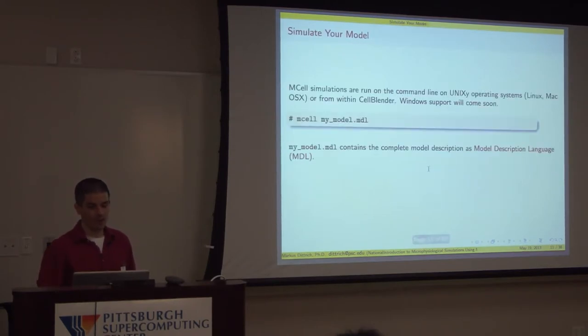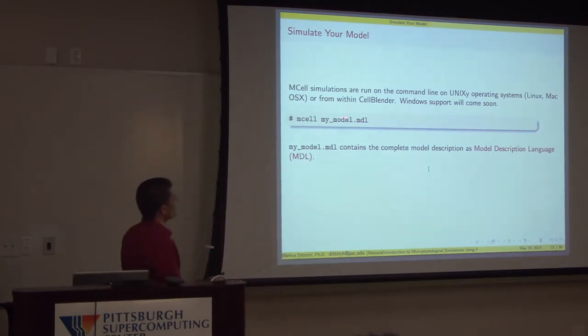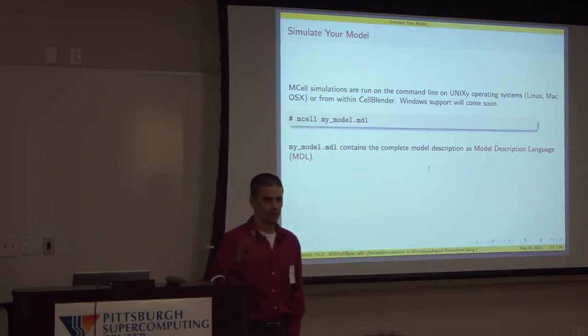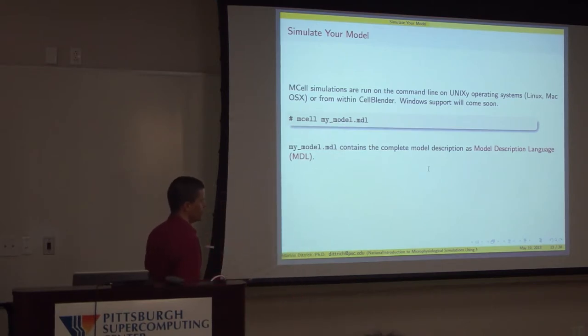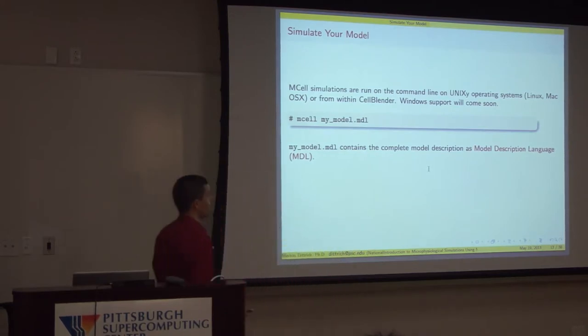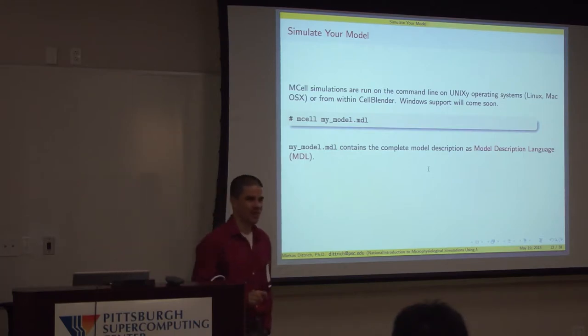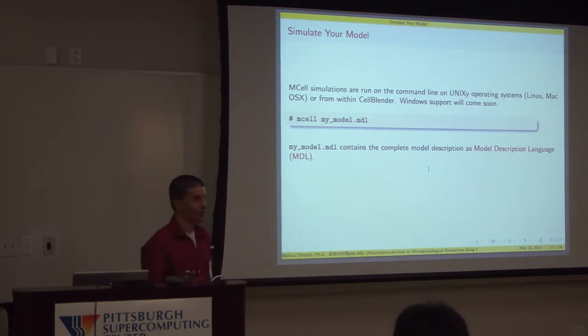Then you simulate the model. The language that we use to describe MCell models is called model description language, MDL. We'll see in a few minutes what this really means. It's basically a programming language to describe MCell models. And they're simulated on the command line. You just type MCell, then the file containing your model description as MDL. And then MCell runs and, if you have not made any mistakes, hopefully produces the kind of output you've asked for.